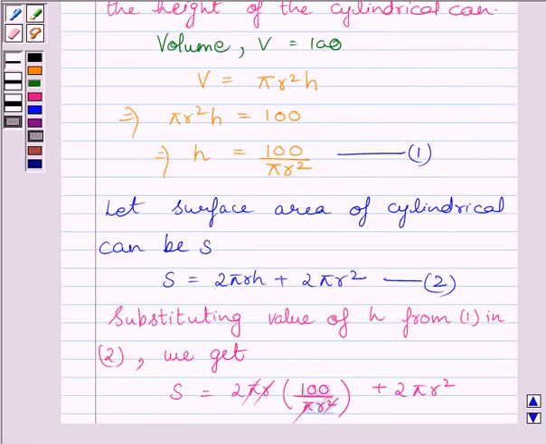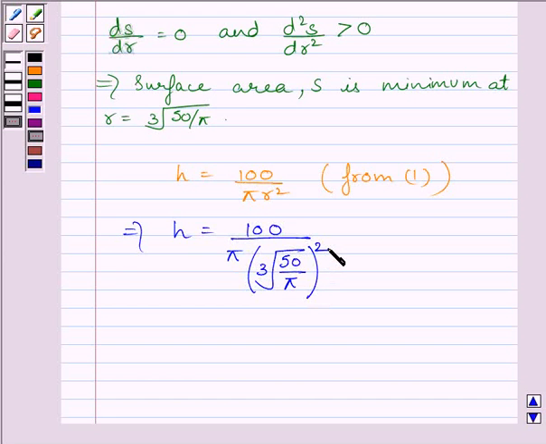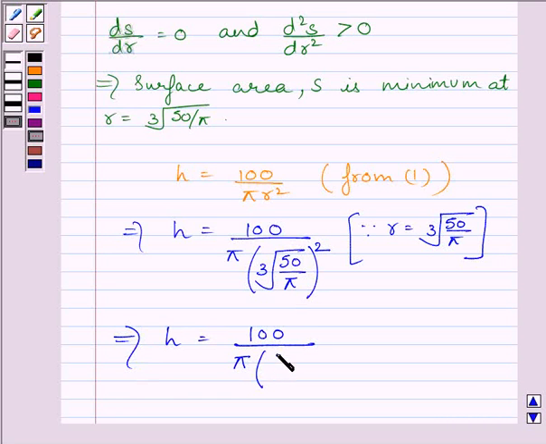Find the dimensions of height, that is h, we will use the expression 1. Now h is equal to 100 upon pi r square implies h is equal to 100 upon pi multiplied by cube root of 50 upon pi whole square. We know surface area is minimum at cube root of 50 upon pi. So here we have substituted the value of r. Now this implies h is equal to 100 upon pi multiplied by 50 upon pi raised to the power 2 upon 3.